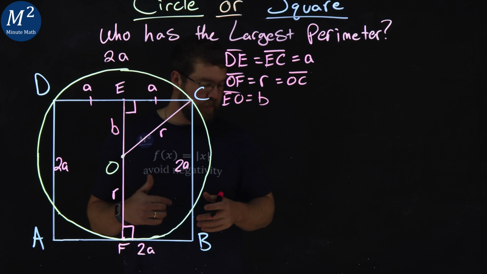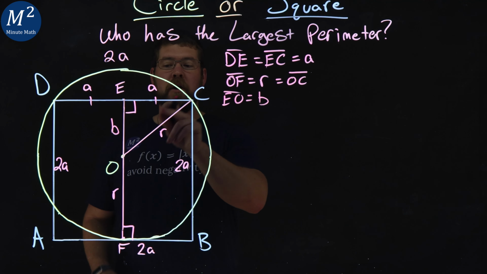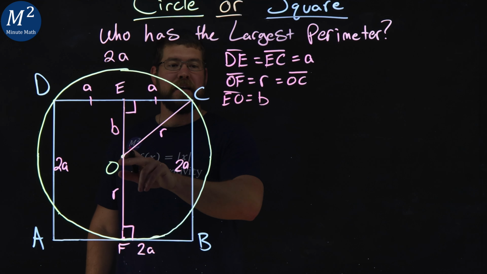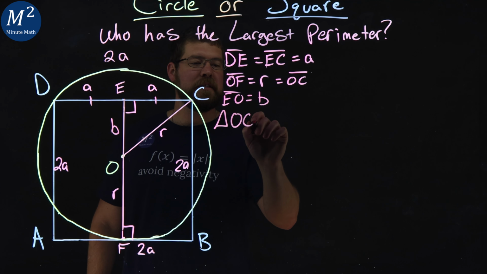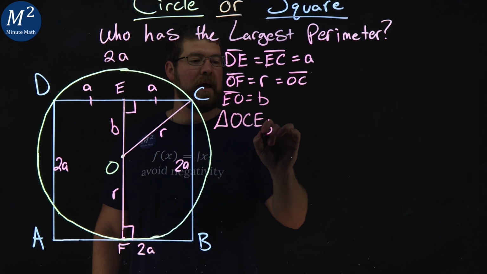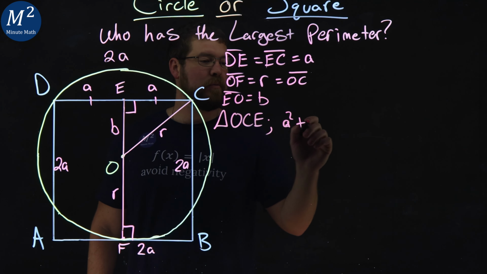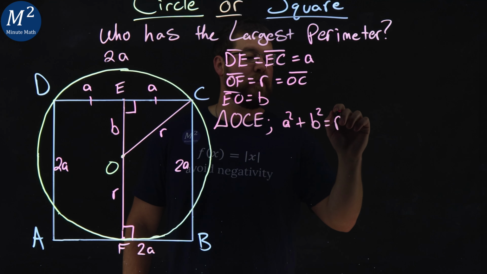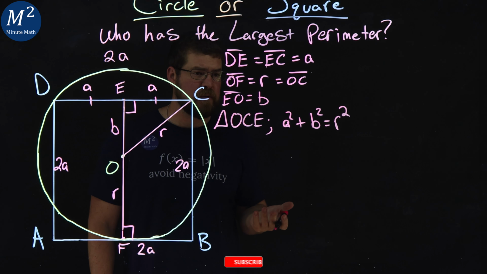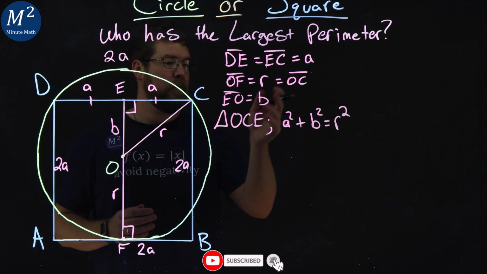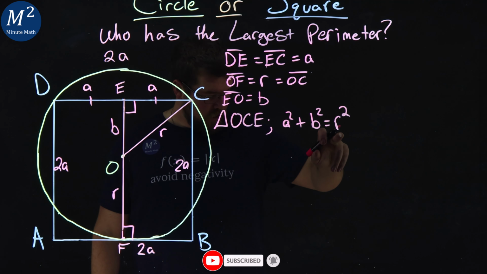From here, I can use the Pythagorean theorem with triangle OCE. We have a right triangle, so using the Pythagorean theorem, A squared plus B squared equals R squared.